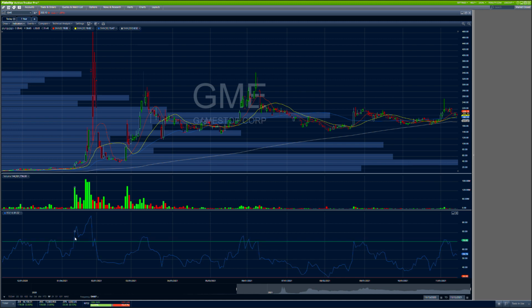Meaning it's been overbought. It doesn't necessarily mean that it's going to come back down. It could keep going, right? And we see this here, a period of several days where the stock just keeps going and it's constantly in this overbought territory, right? Which is why I don't like that explanation.